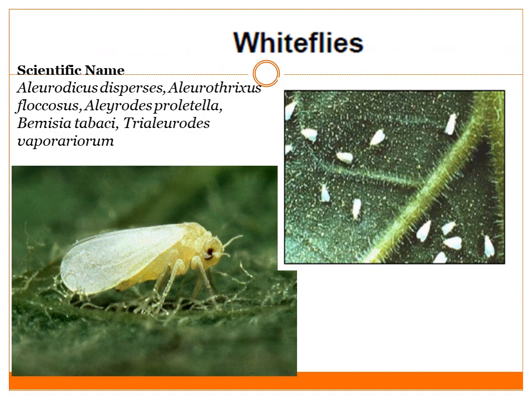Next pest is the white flies. These are the different scientific names: Aleurocanthus dispersus, Aleurothrixus floccosus, Aleyrodes proletella, Bemisia tabaci, Trialeurodes vaporariorum. So as the name implies, these are the white flies.